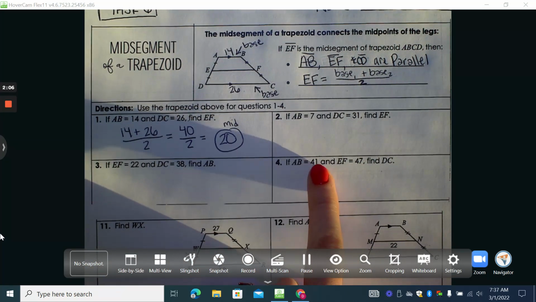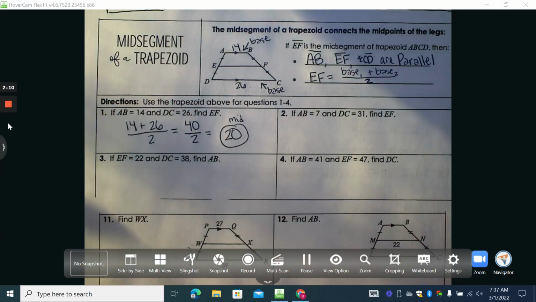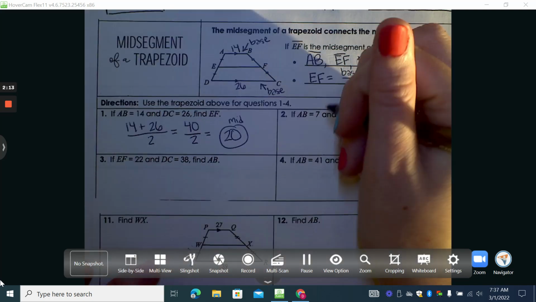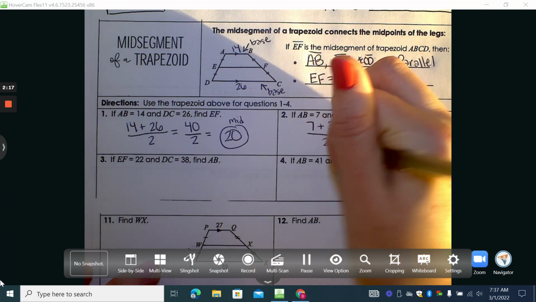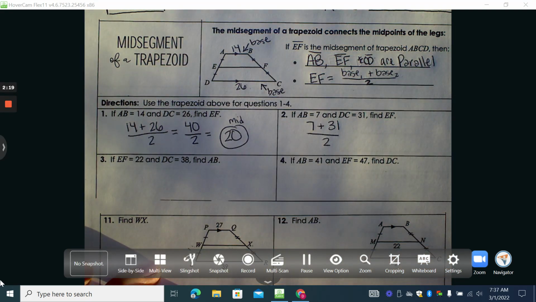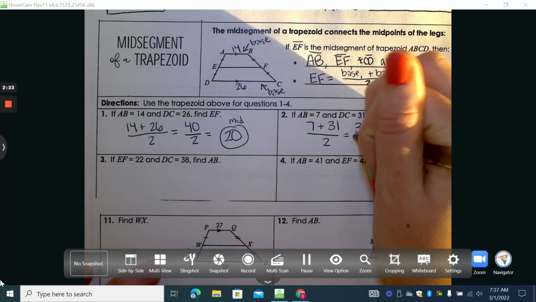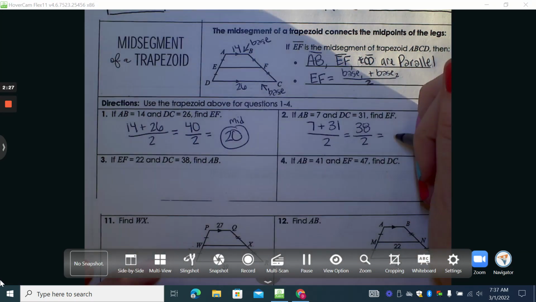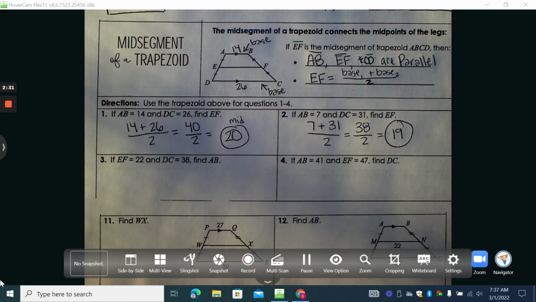Let's do the same thing for number 2. I'm given a base and another base. So 7 plus 31 divided by 2 is what I'm going to solve. 7 plus 31 is 38. And divided by 2, I get an answer of 19. And that is my mid-segment.